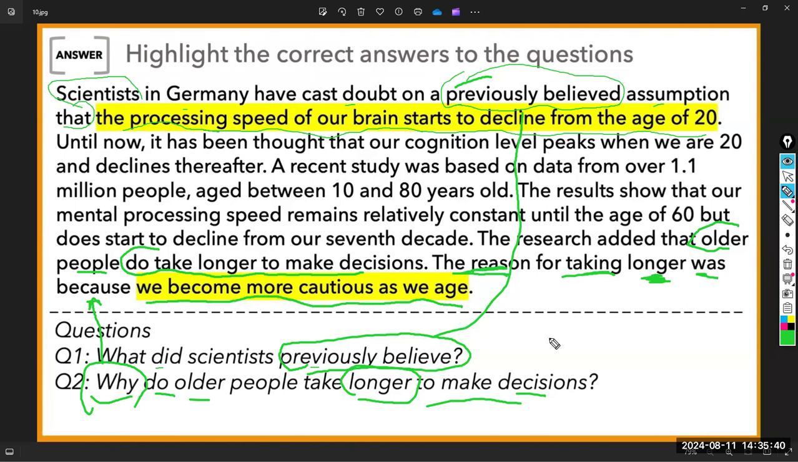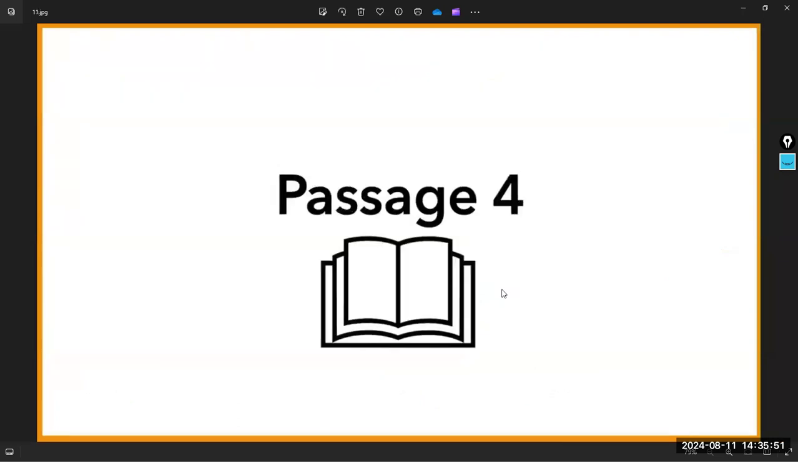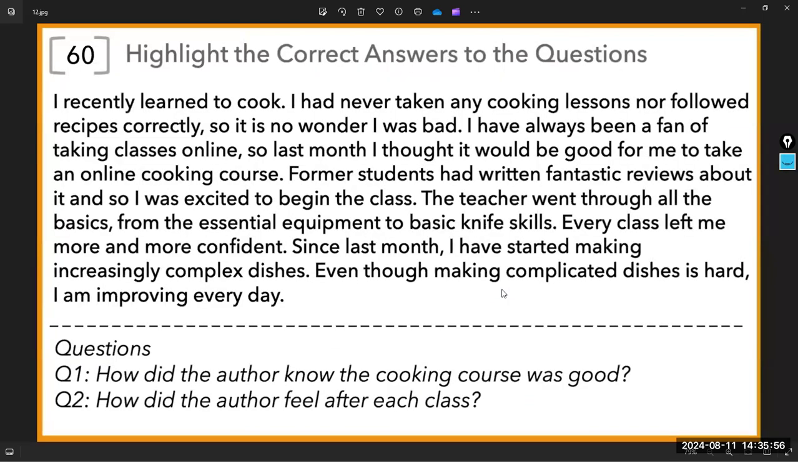So this is the way that I have to scan the passage to match the keywords and to select only the correct words. And as I told you, I have to be precise. So now it's the time to practice. Passage number 4, time starts.